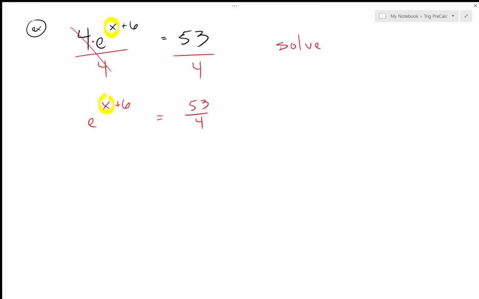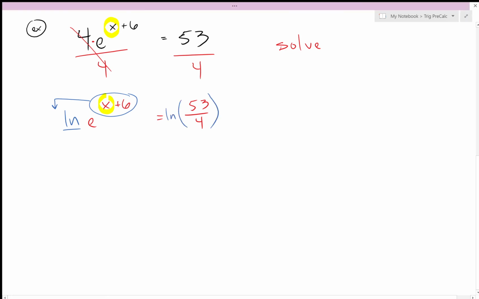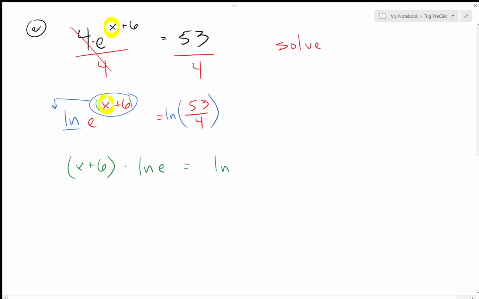I need to move that x down. So what we're going to be using today is the ln piece of it. So if I ln this side, now I know when it's got an ln, I can take this whole exponent and move it to the front. So that's what I'm going to do. But remember, I ln this side, I've got to ln this side. Okay, so I'm going to move the x plus 6 forward. So we've got x plus 6 times ln of e equals ln of 53/4. Okay, so that's what I've done.